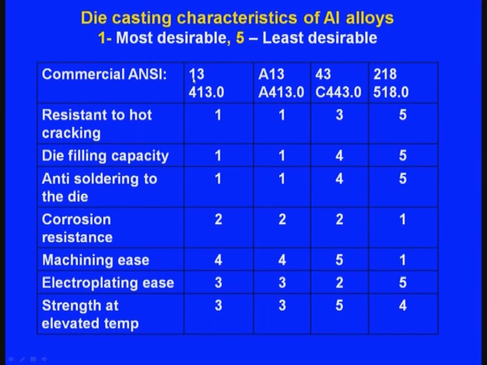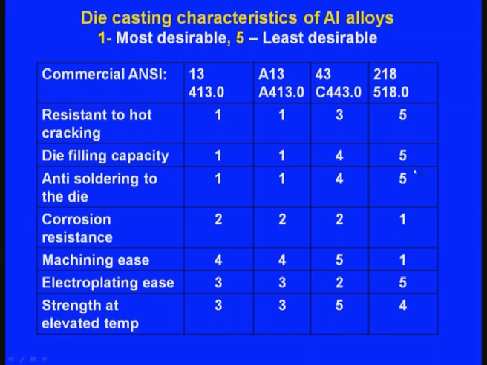Next one, coming to a few more alloys: 13, 413, A13, A413.0, 443, C443.0, 218, and 580.0. Coming to this, resistant to hot cracking, this alloy is most desirable, whereas 218 and 518 is least desirable. Die filling capacity, these two alloys are most desirable. This is close to least desirable and this is most least desirable. Anti-soldering to the die, these two alloys are most desirable and this one is least desirable.